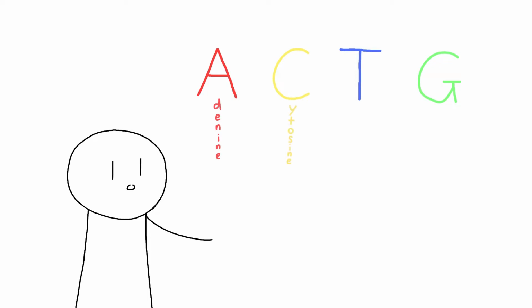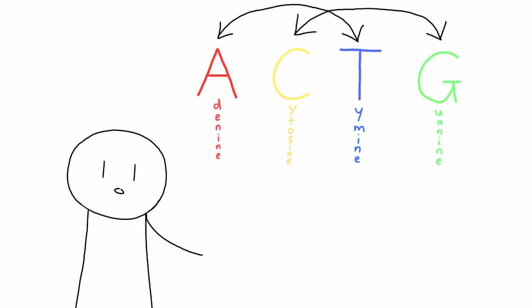A stands for adenine, C stands for cytosine, T stands for thymine, and G stands for guanine. Adenine pairs with thymine, and cytosine pairs with guanine. These different codings are the codings for making different proteins.